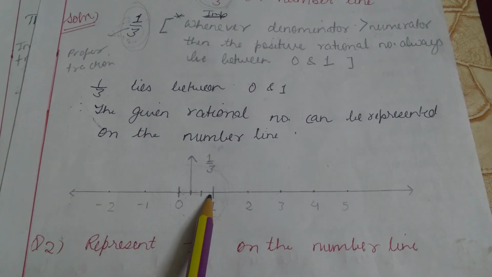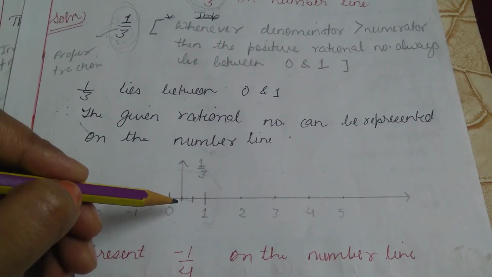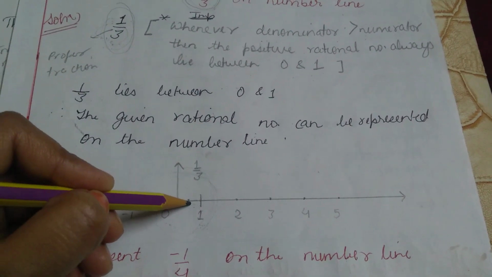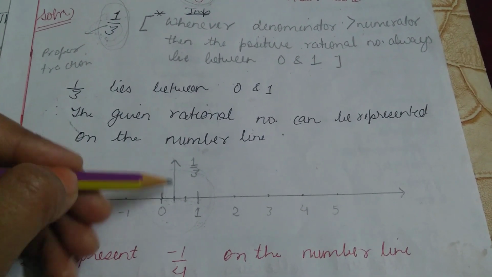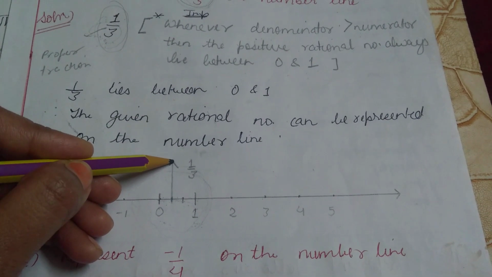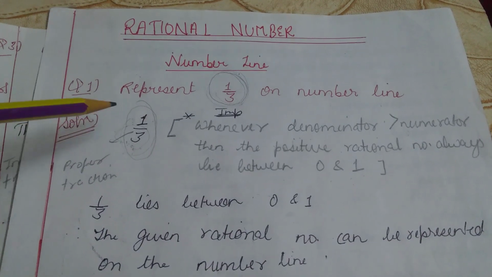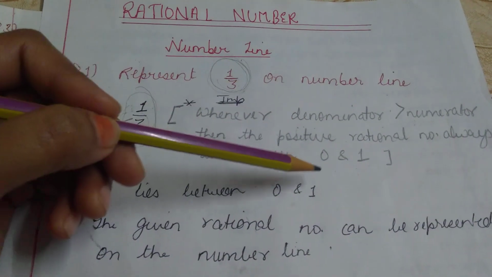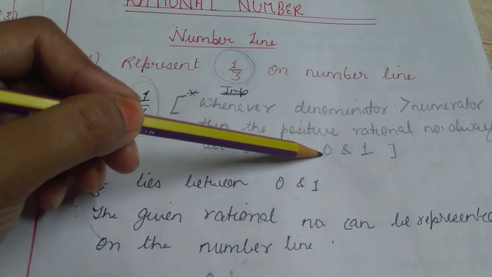First part, second part, third part, and now we have to represent 1 by 3. So we will start here. It is 1 by 3, it is 2 by 3, and it is 3 by 3, and we have to represent 1 by 3 on the number line. This is 1 by 3. Again, if it is a proper fraction and it is a positive rational number, then it will lie between 0 and 1. Now we have to represent this rational number between 0 and 1.